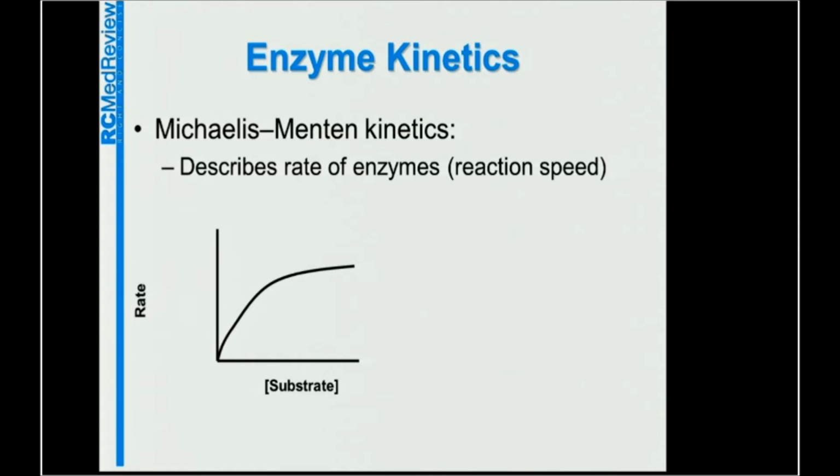It goes up, and it goes up, and it goes up, and then it reaches a limit. Okay? And that limit is called Vmax. It's the maximum speed. V for velocity, right? The maximum speed.